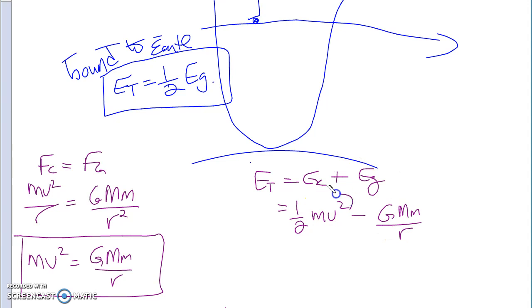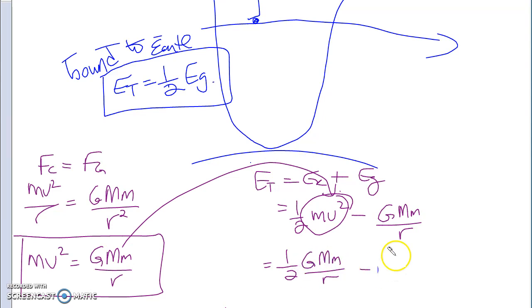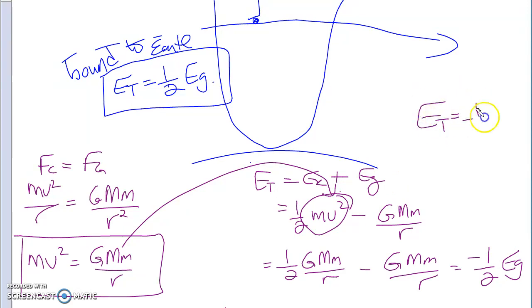Okay, so instead of this mv squared, I'm going to plug this in here. So this becomes half big G m over R minus big G m over R. Half minus 1 equals negative half. So negative half EG. So when you are bound to Earth, it's half EG.